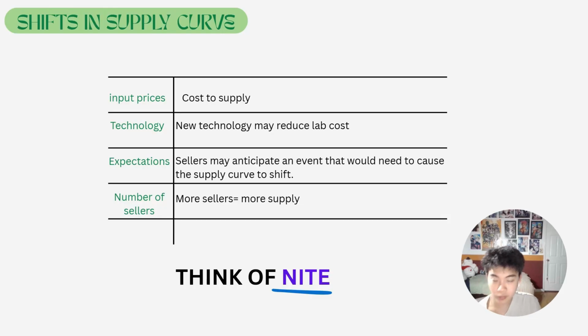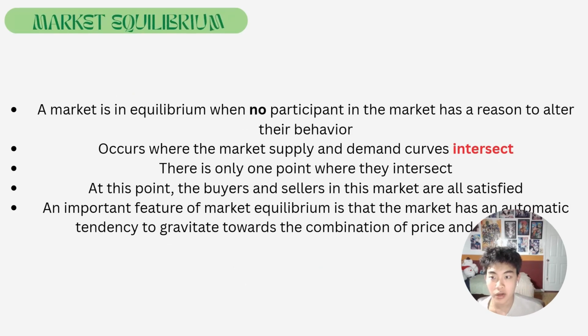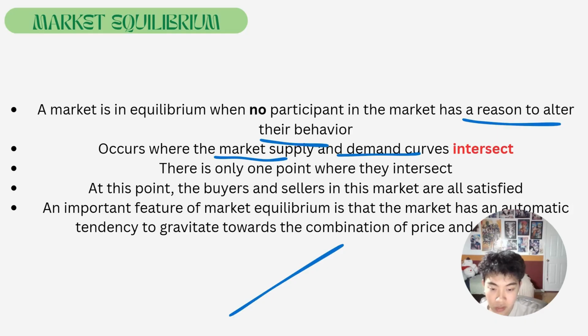Okay, and then I'll be going over to the next slide, which is market equilibrium. So what is equilibrium? It means constant balance, right? Market equilibrium happens when no participant in the market has a reason to alter their behavior. Graphically, it's where the market supply and demand curves intersect. Remember that supply is positive sloping, while demand is negative. The point of intersection is our point of equilibrium. At this point, the buyers and sellers in this market are all satisfied.